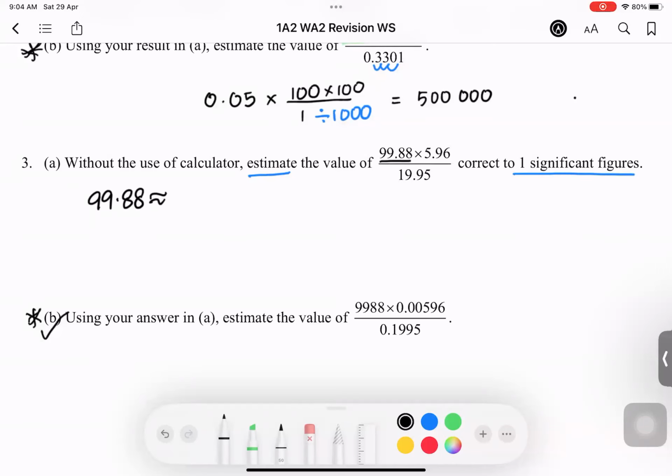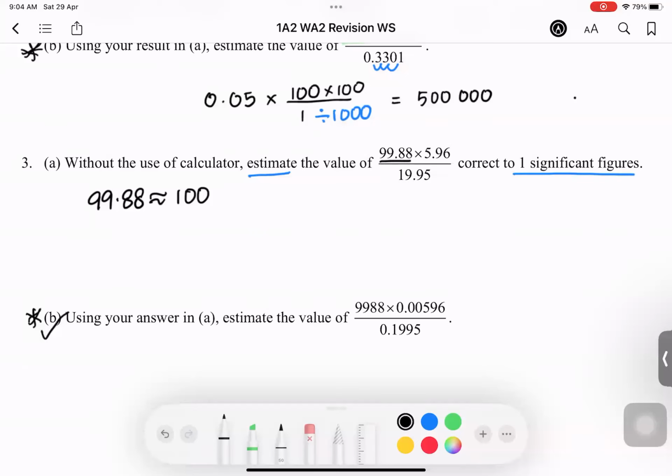What is this number in one significant figure? I'll start with Lavina. 99.88, one significant figure. 100. Madam Ang, if the question never states whether it's supposed to round off to any 1 s.f. or 2 s.f., do I just round off to the first s.f.?